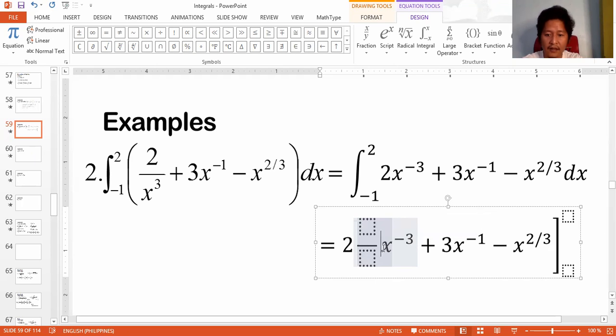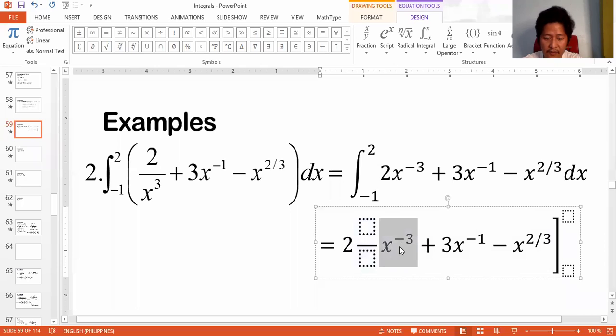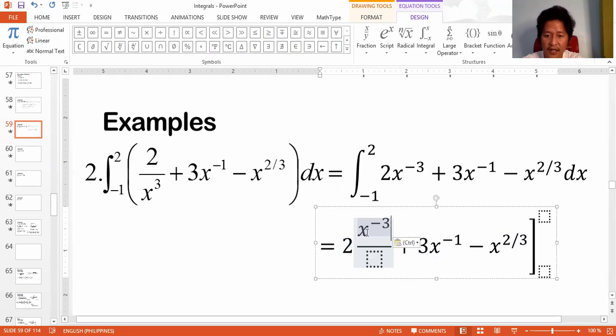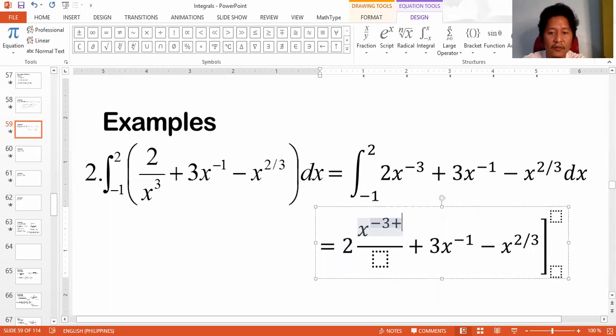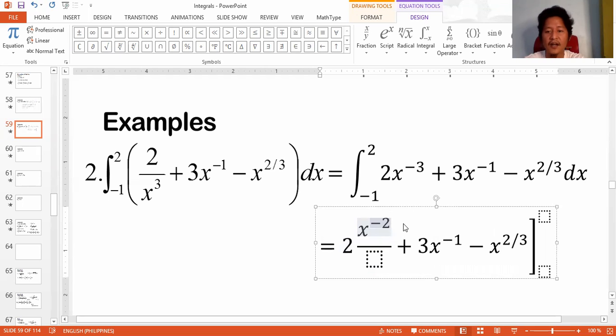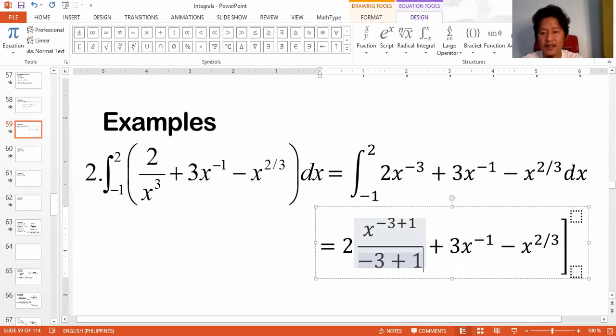Wait lang. Mali yung aking position. Dito natin nilagay. Okay, so x to the n, what will happen to the exponent na -3? So mag-a-add tayo dito ng 1, di ba? Tama? So x to the -3 plus 1, this will just be -2. Or I can just leave it like that para at least meron tayong pinagayahan kung saan ang galing. Okay, so same thing here.